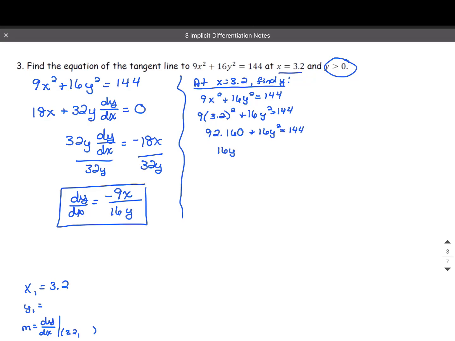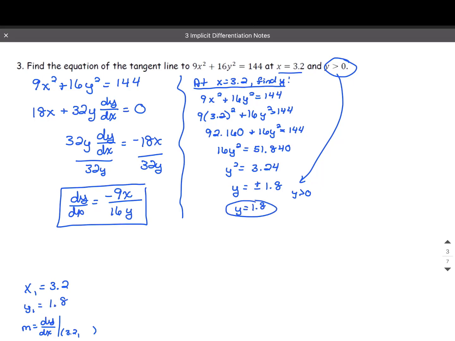So 16y squared is 51.840. So y squared, I'm typing this in my calculator, is 3.24. Now we square root both sides and we get a positive and negative 1.8. However, we know that y has to be greater than 0, so our y is 1.8. Now we have the y value.